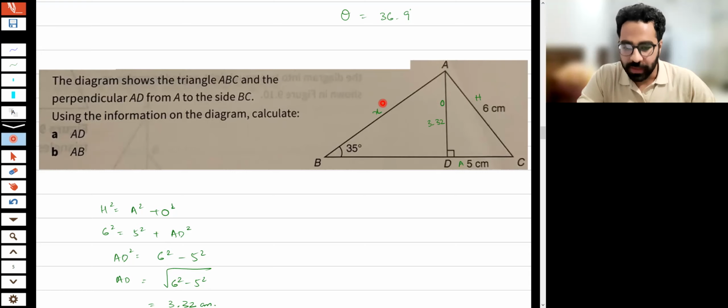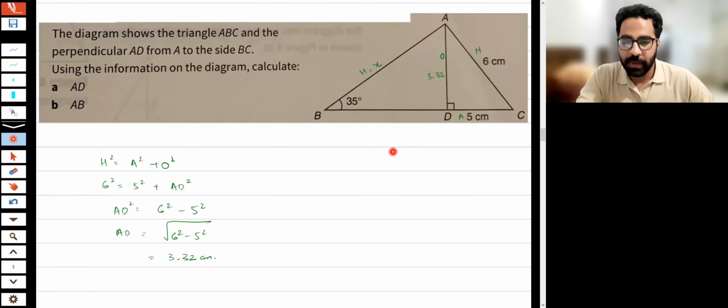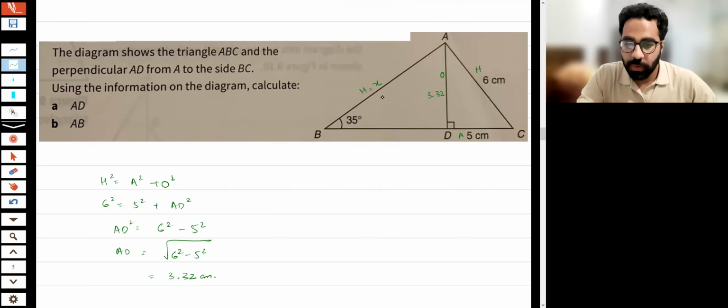Okay. So this is my side AB. I'll take that as X. What is the side AB? The side AB is the hypotenuse, so I'll write H over here. Sorry, this side is opposite my angle of 35 degrees, so this would be O. So what will I have? Which trigonometric ratio connects O and H? Just sine theta equals opposite upon hypotenuse. So I'll get sine 35 equals opposite, which is 3.32, upon the hypotenuse, which is X.